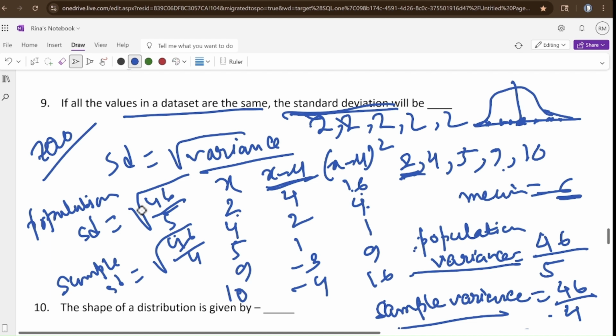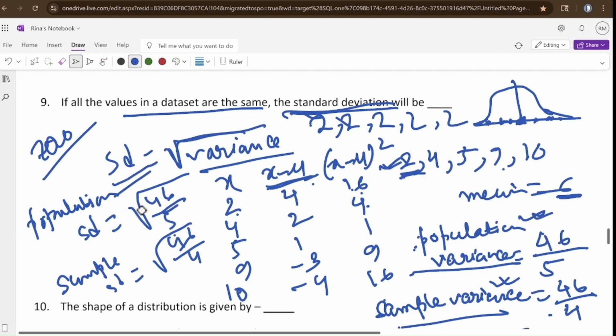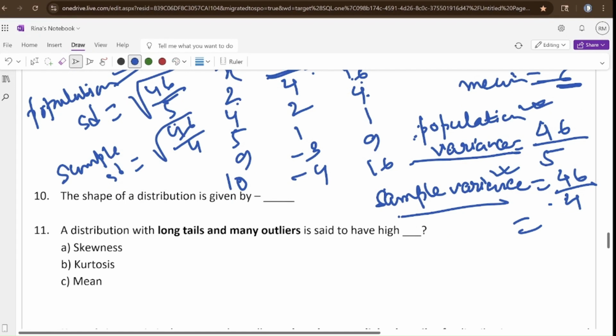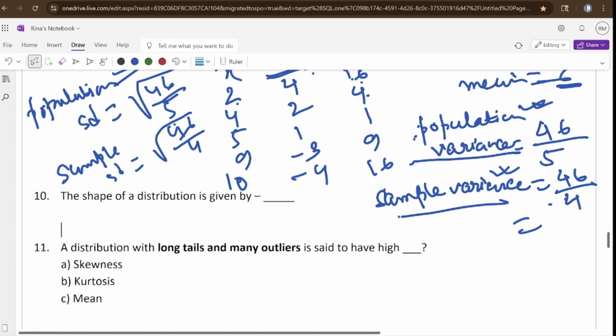And if it is not the same number, then you have to calculate in this way. First you have to calculate the difference, then you have to do the square, then you can calculate population variance, sample variance, different formula, and from that you have to just calculate the root of them to calculate standard deviation. Clear? Now the next question. The shape of a distribution is given by.